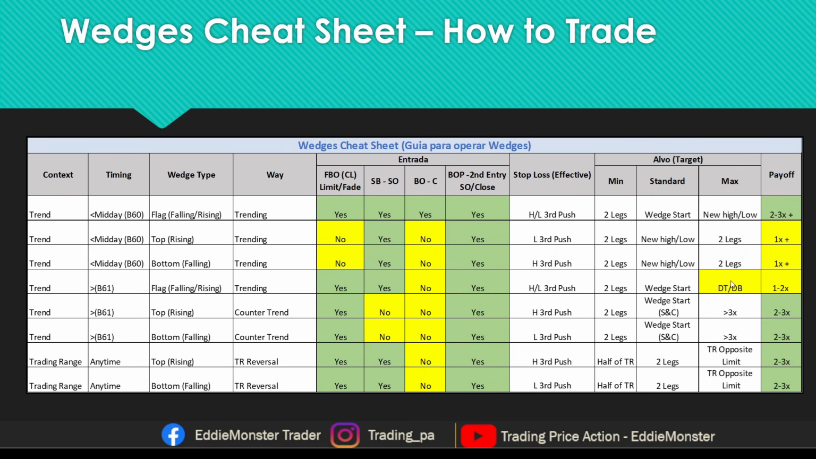And then you have the double top or the double bottom as max target. So you need to be very discretionary on this and be disciplined when you have a trending flag looking for the end of the day. We shouldn't be greedy and looking for more. So it's a double top, a double bottom, and then 1, 2x from the start. Okay.